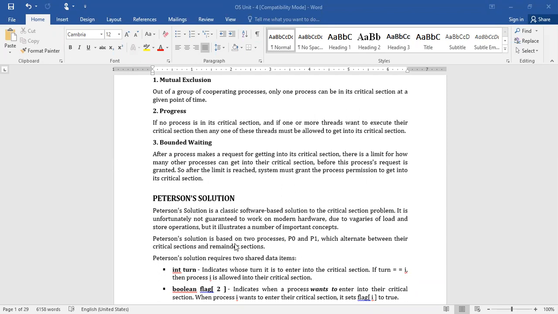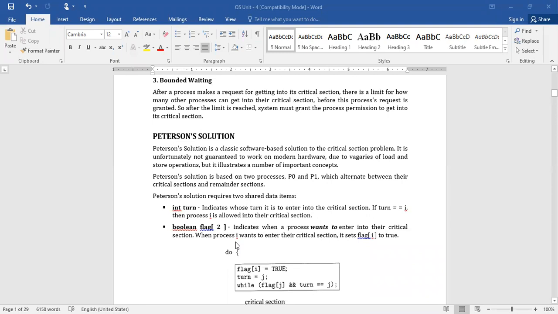Okay, so now what the solution did is, he maintains two different variables. One is int turn. It indicates whose turn it is to enter into the critical section. If turn is equal to i, then the process i is allowed into its critical section. For example, 1 and 2, 0 and 1. If the turn value is equal to 0, then P0 will be allowed. If it is equal to 1, then P1 will be allowed. So the turn indicates whose turn it is.